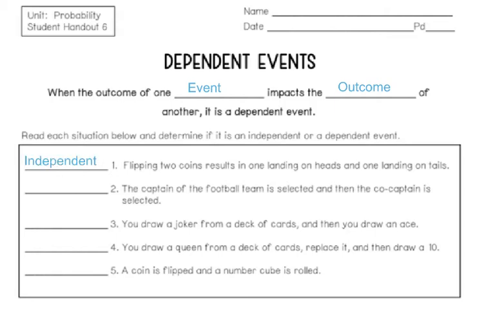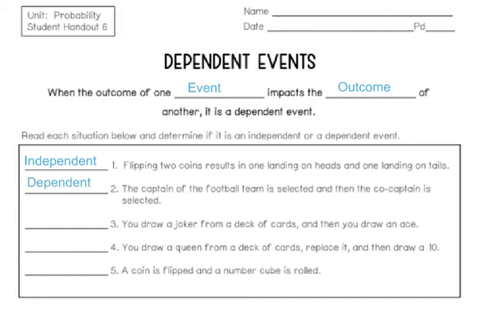The next one says the captain of the football team is selected and then the co-captain is selected. So if you think about a football team, let's just say we have 25 kids on the football team. And we select the captain. And then the captain is taken out because you can't be a captain and a co-captain. After I take the one captain out of the 25, now there's only 24 kids left that could be selected as co-captain. So since that kid being taken out happened, dependent event.